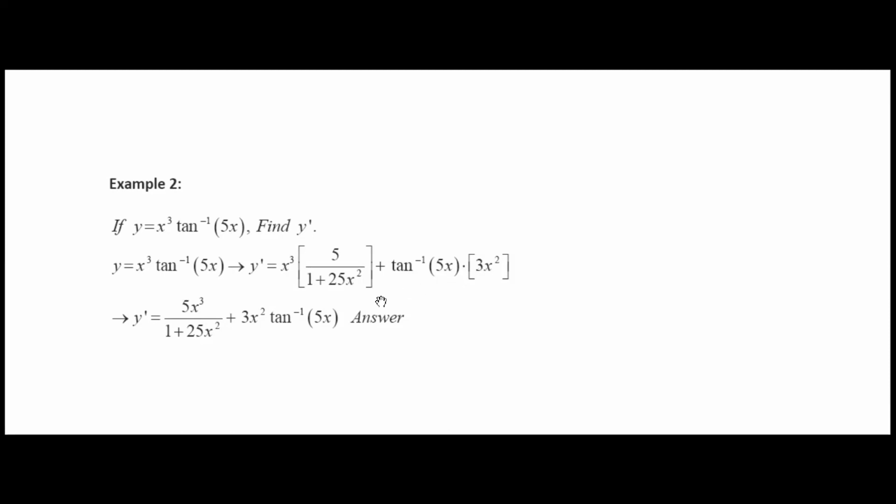And we'll clean this up a bit and write our answer: 5x cubed over 1 plus 25x squared, plus 3x squared times the inverse tangent of 5x. That is our answer.